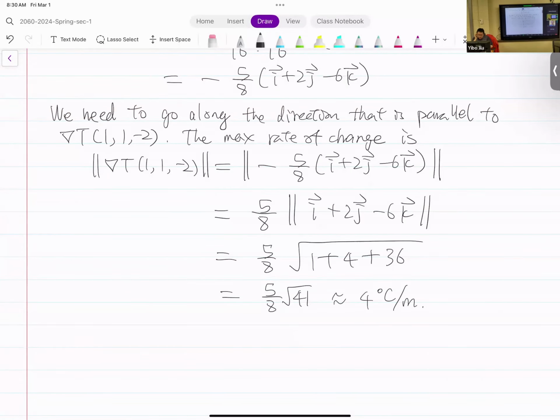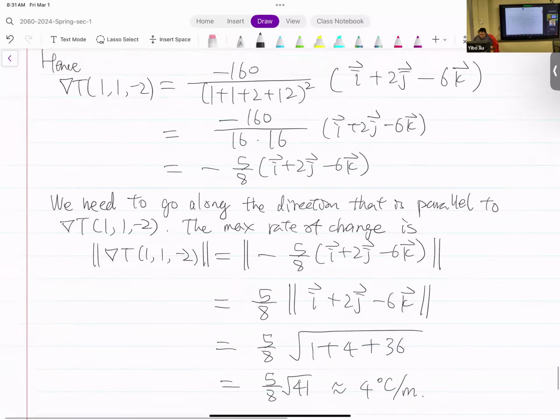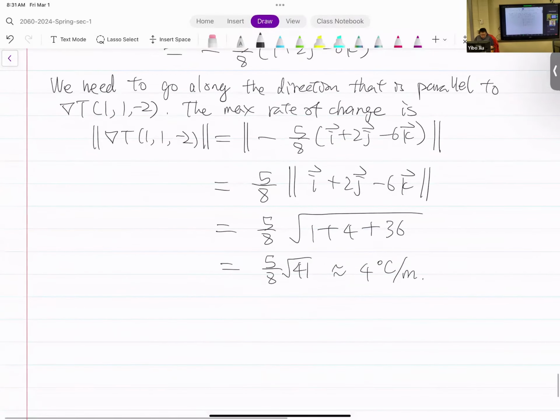So basically, the implication is that if we go along the gradient direction, that will be the fastest increment. Of course, if we go along the negative gradient direction, that will be the most negative instantaneous rate of change. Okay, so this is the minimum rate of change. Okay. Any questions so far?